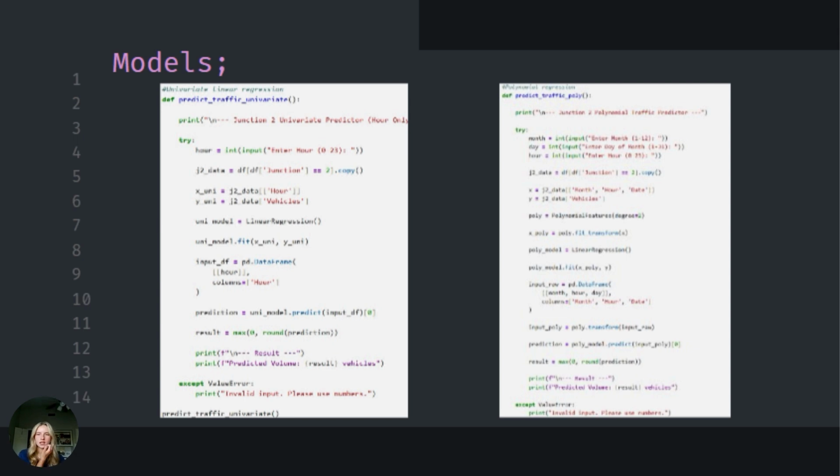And then the second model was the multivariate linear regression model, which basically means that this model included multiple variables such as month, date, and hour, which significantly improved accuracy and produced more realistic traffic estimates. And then our final model was the polynomial regression. Unlike the linear models, polynomial regression was a lot better at following the nonlinear traffic patterns. Since traffic volume changes significantly throughout the day and is uneven, this model was ultimately the most accurate for Junction 2.